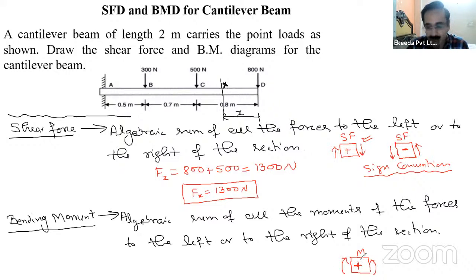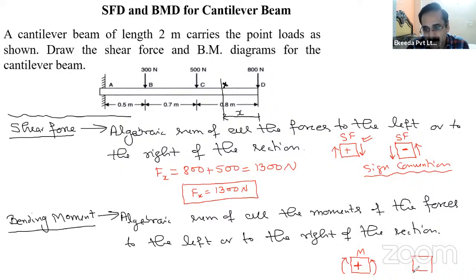We have chosen this sign convention. You can choose your own, right? For the time being, I have chosen this sign convention, right? To the left of the section upward is positive, and to the right of the section anticlockwise is again positive, right?